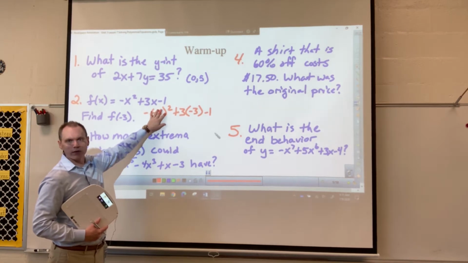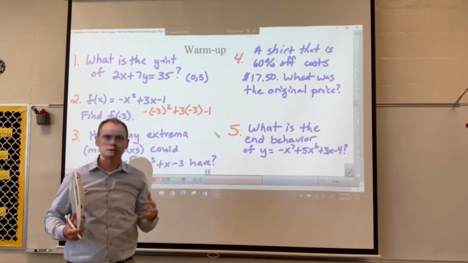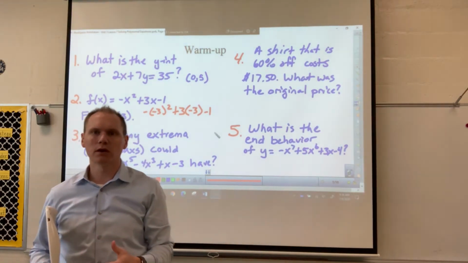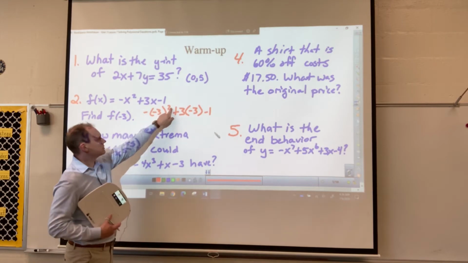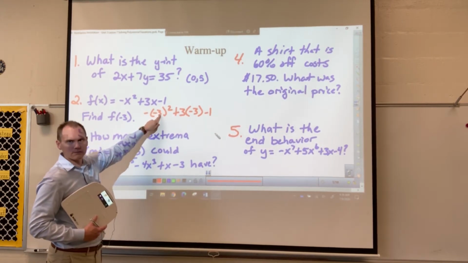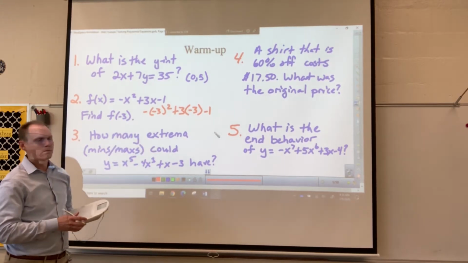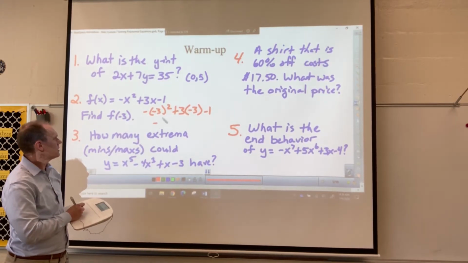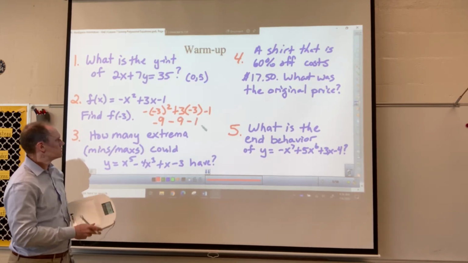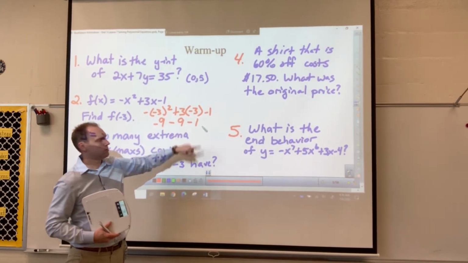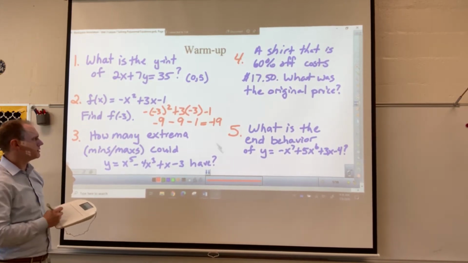Now be really careful with this first part here. Make sure you put your negative 3 in parentheses, because you're squaring whatever x is. X happens to be negative 3, so you want to square all of negative 3, not just the 3 part. So negative 3 squared is negative 3 times negative 3. That's positive 9. Times negative 1 out here in front is a negative 9. Here we also get negative 9, which is negative 18. Minus 1 more is negative 19.